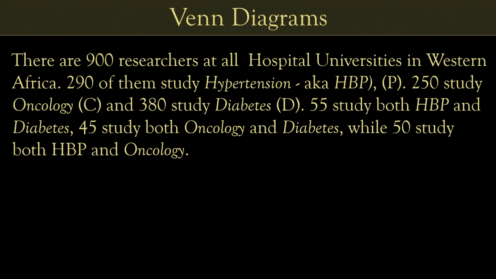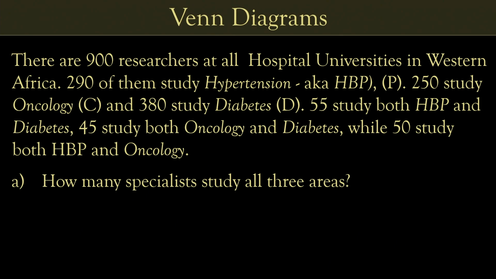380 study diabetes. We will use letter D to represent that. 55 of these researchers study both high blood pressure, hypertension, and diabetes. 45 study both oncology and diabetes, while 50 study both hypertension or high blood pressure and oncology. So note the letters P, C, and D. P for pressure, C for cancer, and D for diabetes. Note those. So here are the questions.